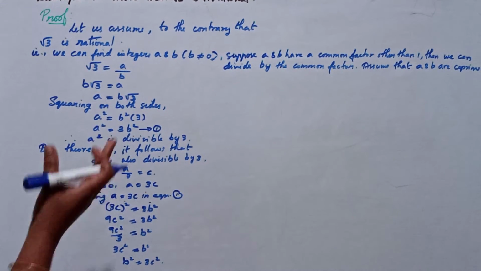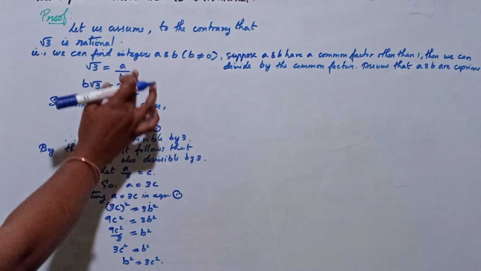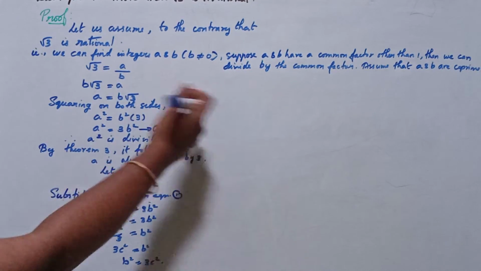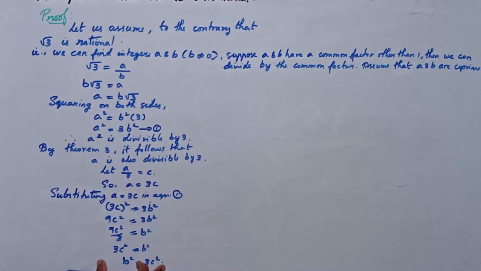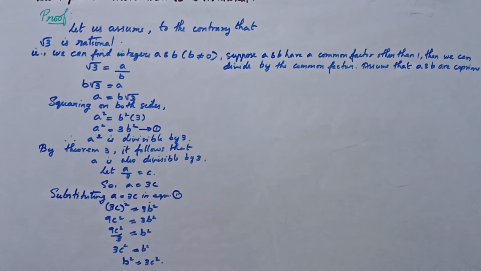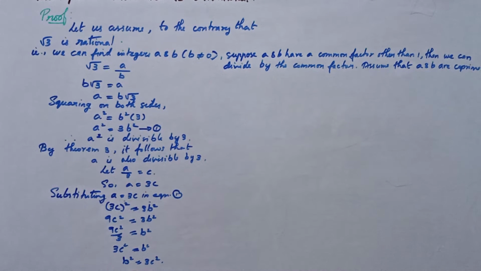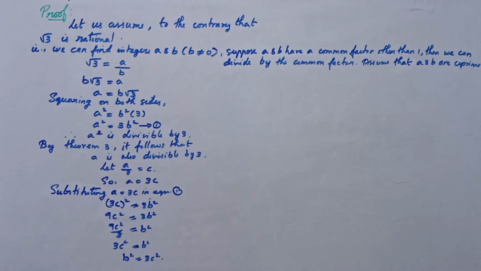Just like that, we have to assume that this a and b is co-prime. Okay, by assuming that, we have started the procedure, and here we are not able to prove that, right? Because we are saying that this is not co-prime because it is having a common factor other than 1, that is 3. Okay, so here we are saying that b square is equal to 3c square.